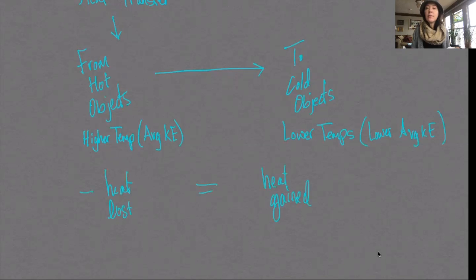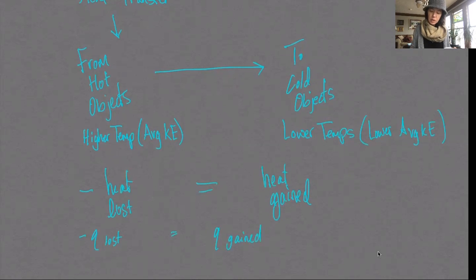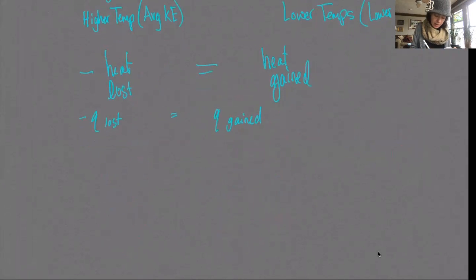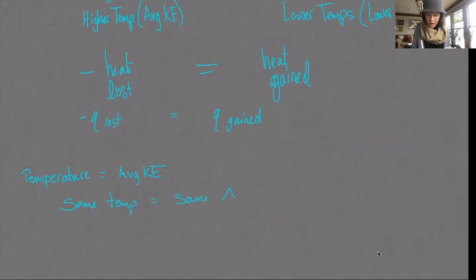And we know that the heat lost is equal to the heat gained. We'll make this negative because the heat lost is negative, so it's always equal to the heat gained. So that means negative Q lost equals Q gained. So recall that temperature is a measure of average kinetic energy. So same temp equals same average kinetic energy.